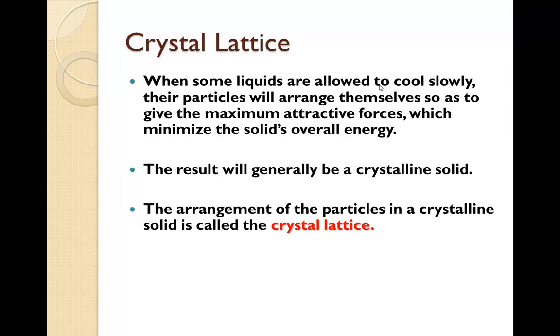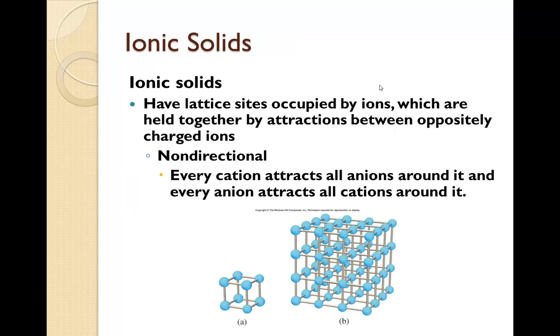So let's talk about that crystal lattice again. When some liquids are allowed to cool slowly, their particles will arrange themselves so as to give the maximum attractive forces, which minimize the solid's overall energy. The result will generally be a crystalline solid. The arrangement of the particles in a crystalline solid is called a crystal lattice. Ionic solids have lattice sites occupied by ions. A lattice site is the corners of a crystal.